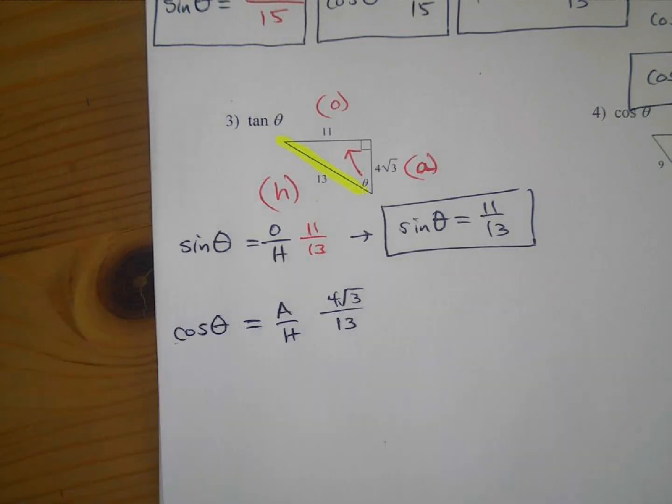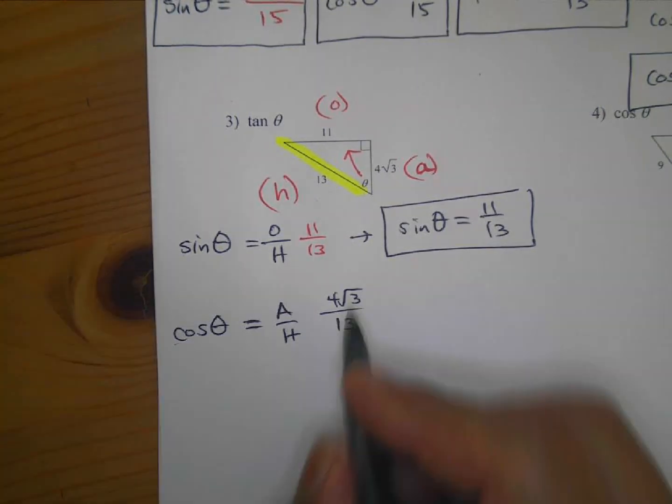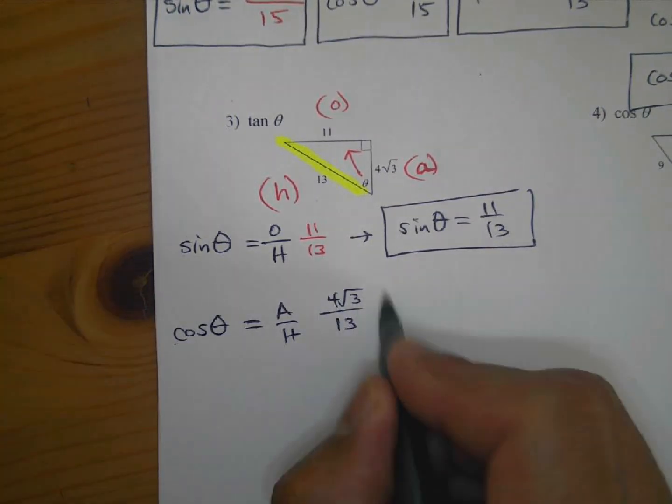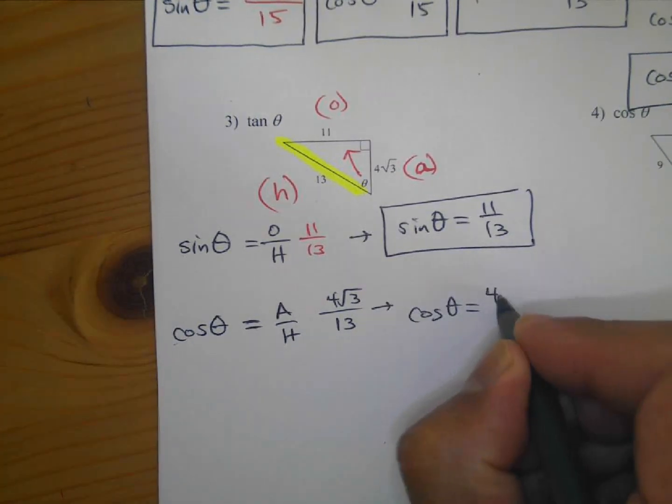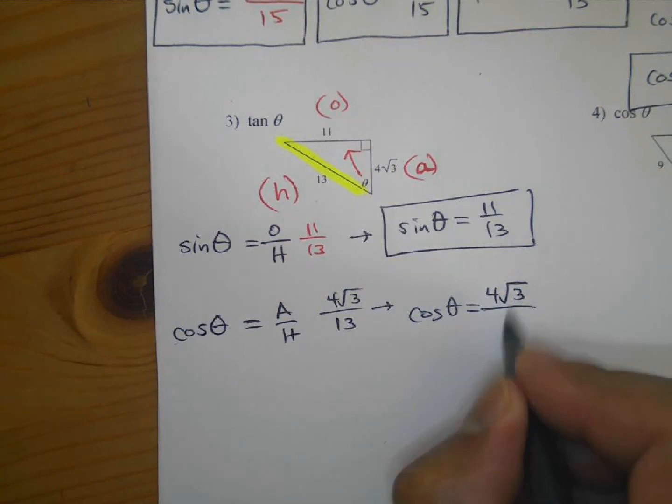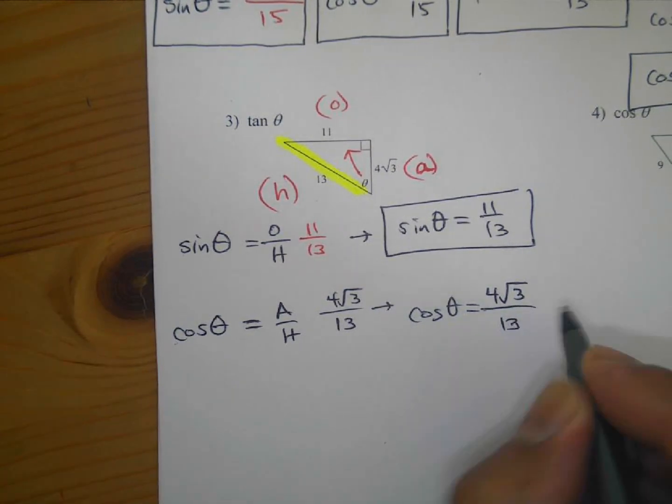Nothing to reduce on the whole numbers. The radical is in the numerator. That's good, so nothing to fix. Cosine, we're done. Cosine is 4 root 3 over 13.